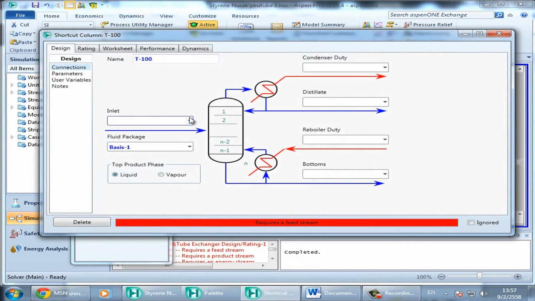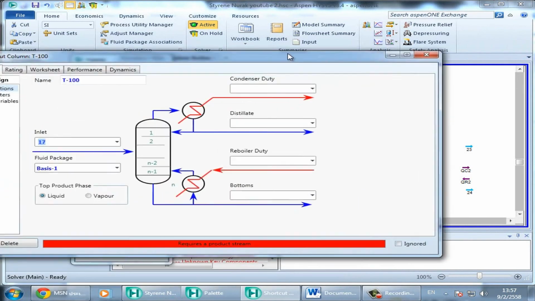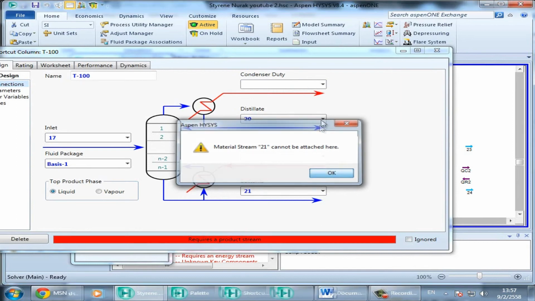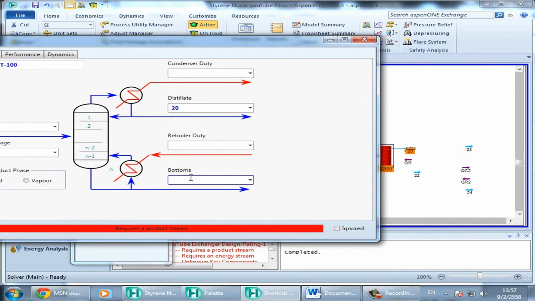And connect with number 17 and number 20 here, 21, with the condenser of QC1 and QR.